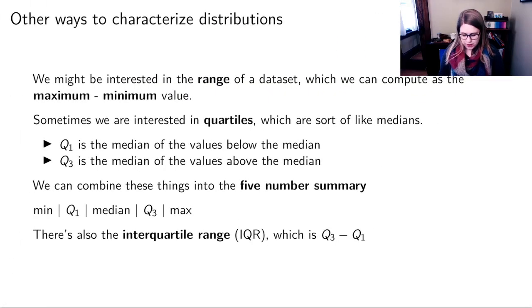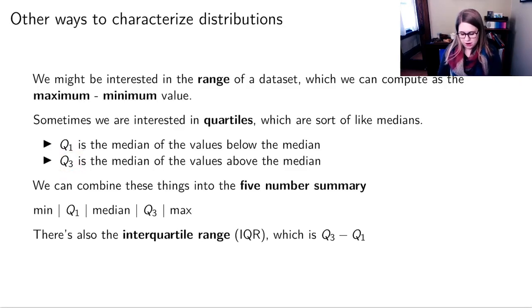We've got some other ways to characterize distributions to talk about spread. So we might be interested in the range of a data set. The range is the maximum minus the minimum. You could also sometimes just compute maximum and minimum values. Sometimes we want to know the quartiles. They're kind of like medians. They're the median below the median and the median above the median.